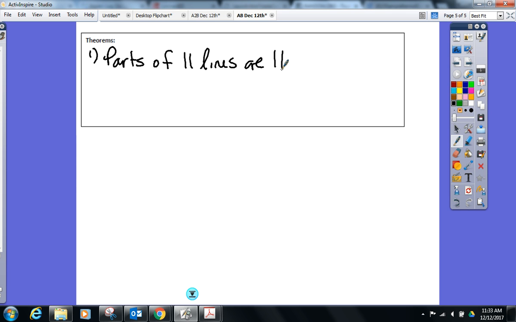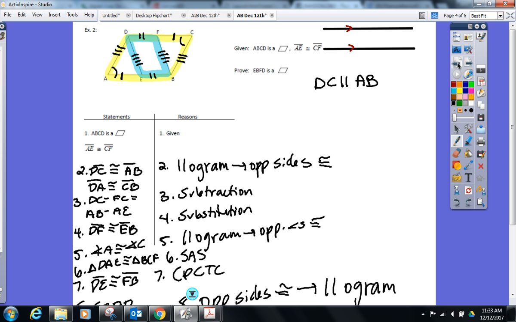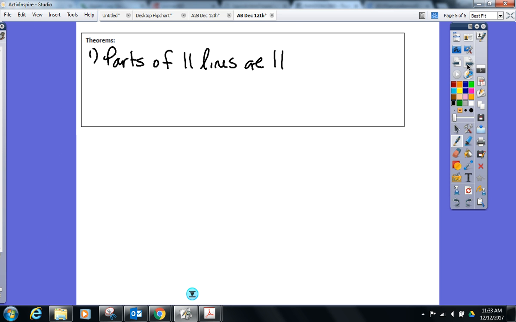Hold on. What if I want to go in reverse? I hate going back and changing, but I will. What if we knew these were parallel, but we wanted to say the longer ones are parallel instead? I wouldn't use parts anymore, right? Instead, anybody know what word I'm going to use here? Extensions. Extensions of parallel lines are parallel. So if you're going from shorter to the longer, that's what I would use instead. Extensions.